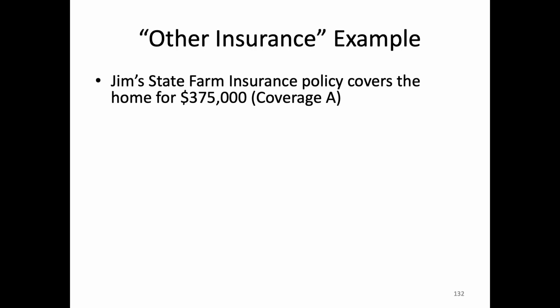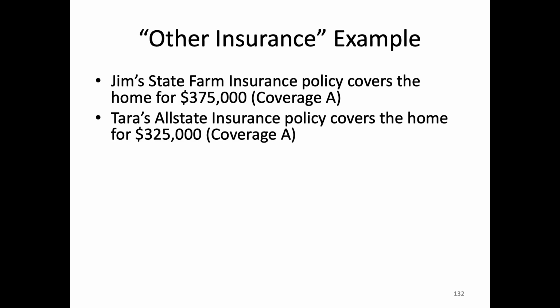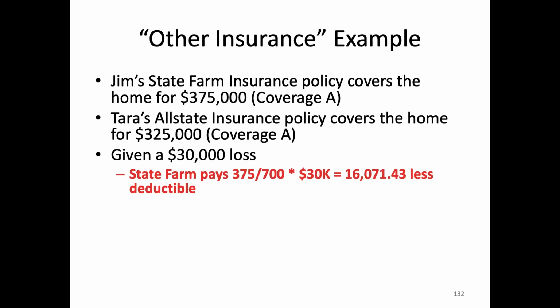So Jim comes to the table with a State Farm policy. In other words, he insures the house for $375,000. Tara buys an Allstate policy and it covers the same home for $325,000. We're going to assume Jim and Tara are living together, like they're married. Then they have a $30,000 loss. So I ask myself, how much insurance is on the house? We'll take $375,000 plus $325,000, and you have $700,000. Both policies together provide $700,000 of coverage.